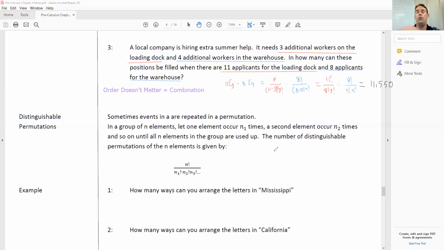Notice, this time, order didn't matter. We weren't filling specific roles. We were just creating a squad of extra workers. It's a lot smaller number than we had before. When order did matter, we said that this would have had 907,200 positions, if dock worker 1 was different than dock worker 2, which is different than dock worker 3. But if order doesn't matter and it's just a group of 3 dock workers, notice how much smaller that is. So on this problem, this would be a combination. Order didn't matter. 11,550 ways.